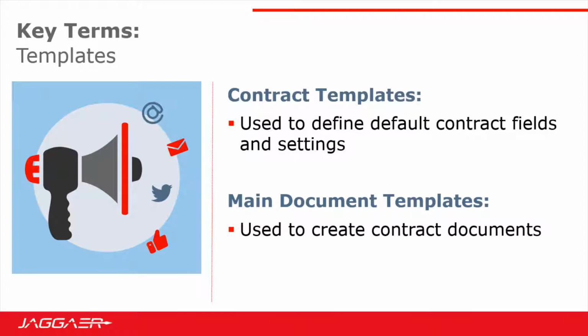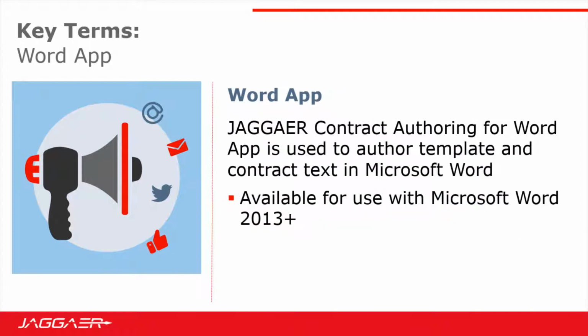Contract templates are different from main document templates. Main document templates are used to create contract documents, and they are what houses the actual language of the contract. They can be used in conjunction with contract templates. The Word app is how we will author our main document template and contract text.